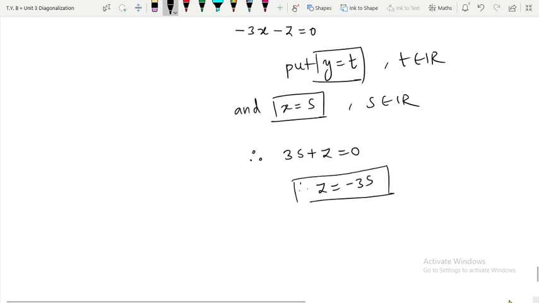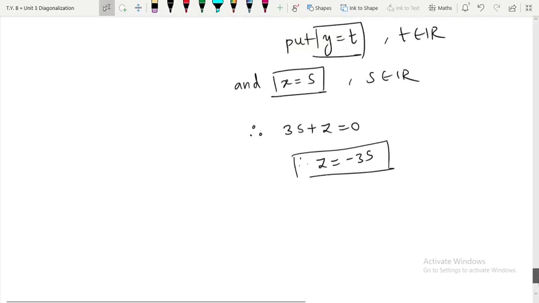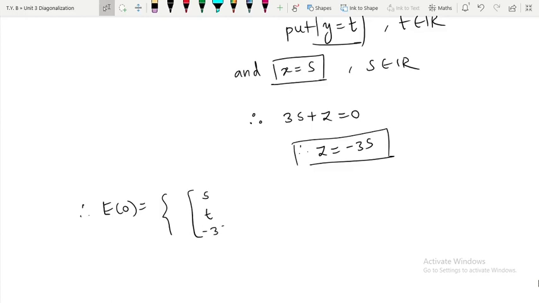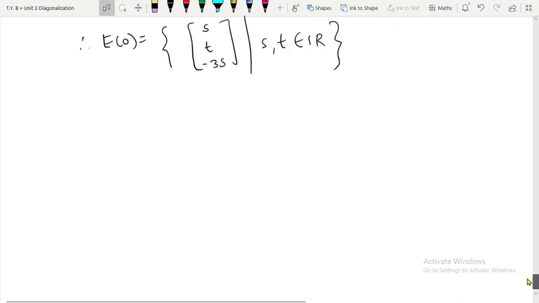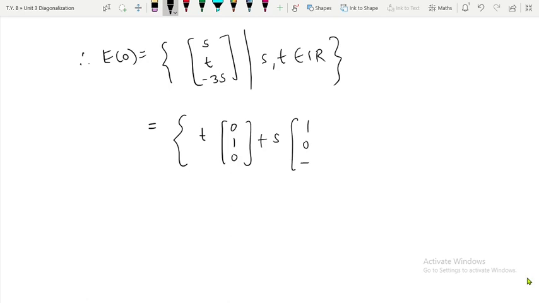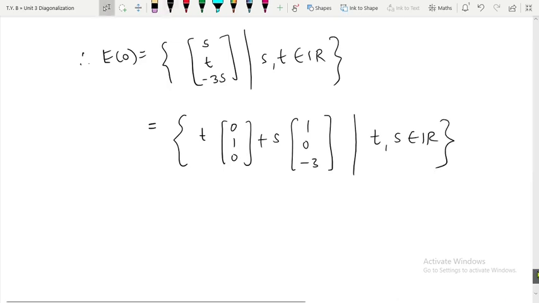Okay, so therefore what will be your E of 0? My value of x is s, my value of y is t, and my value of z is minus 3s, such that this s and t belong to R now. Which can be written as, now you're already familiar with this. First of all I will take t out, so what is left out? 0, 1, 0. Then I will take s out, then what is left out? 1, 0, minus 3, such that this t and s belong to R.